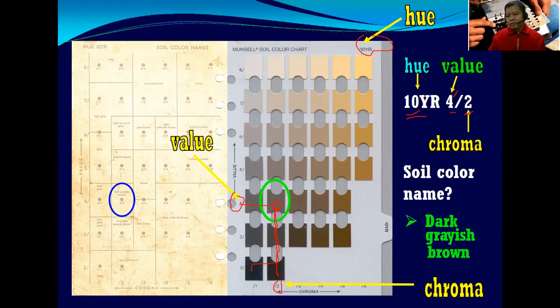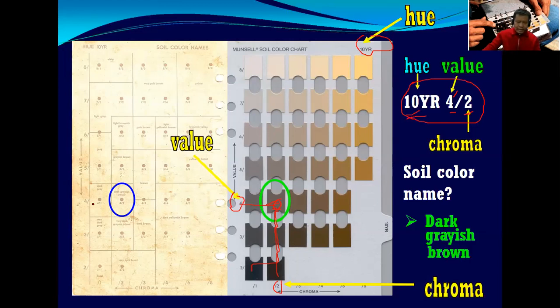With that, if we publish this information in the literature, in a journal, or on the internet, the one who reads the color, particularly a soil scientist or an agriculturist, now has a common understanding and a common picture in mind of the soil we are talking about. So the soil color chart gives an understanding of what particular color of soil is being talked about. The soil color name is dark grayish brown.